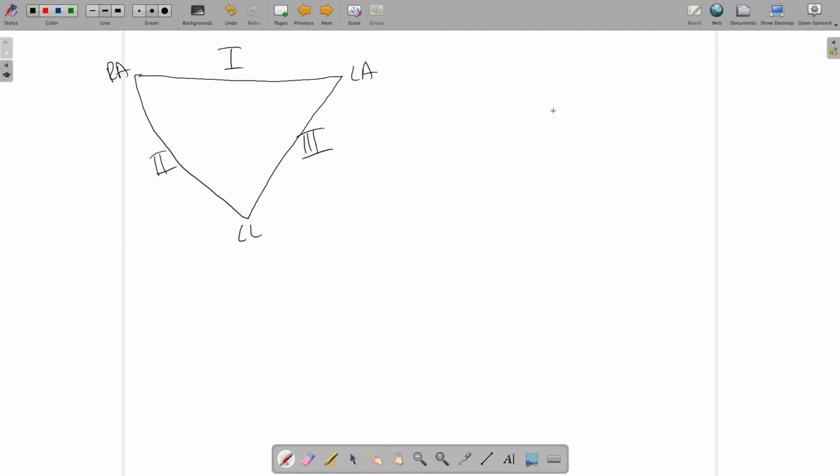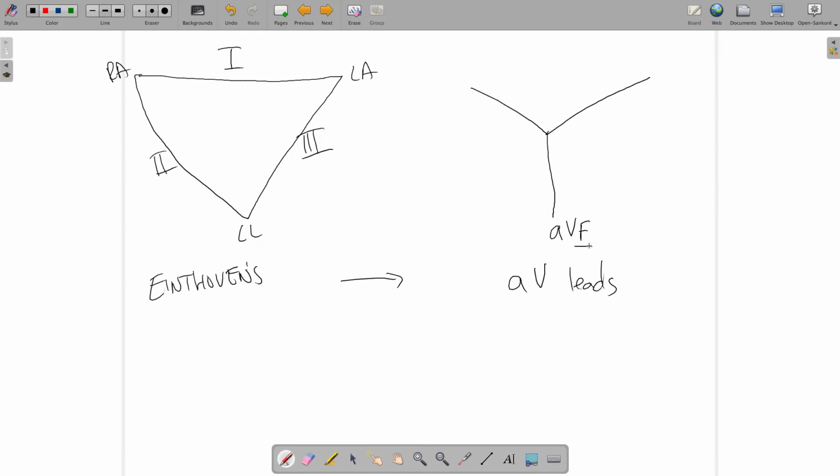Next thing we're going to look at are the AV leads. So this is Einthoven's. And from Einthoven's, we can actually derive something new, which are the augmented voltage leads. And the augmented voltage leads kind of look something like this. Here, here, and here. Where this is AVF, because it's at the feet. This is AVL, because it's on the left side. And this is AVR, because it's on the right side. So now we have these additional leads. And then we have this new reference point we talked about in the previous slide. We'll see that in a second.